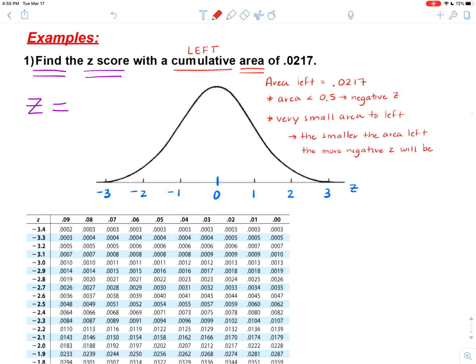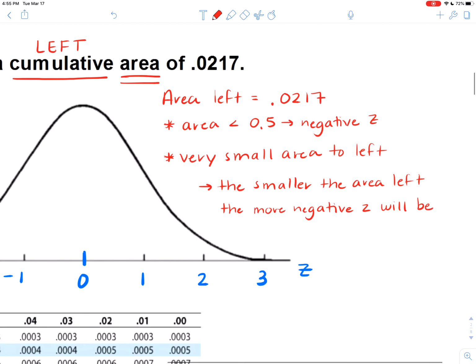Once I've laid out what I'm looking for and what I'm trying to find, the next thing I do is look at the area that's given. Number one, I want to make sure that what I'm given is an area to the left. Cumulative area is what's given here, and we know that's an area to the left. The next thing I do is talk about whether it's less than half or more than half. That's helpful because it tells me whether I'm going to have a positive z-score or a negative z-score.